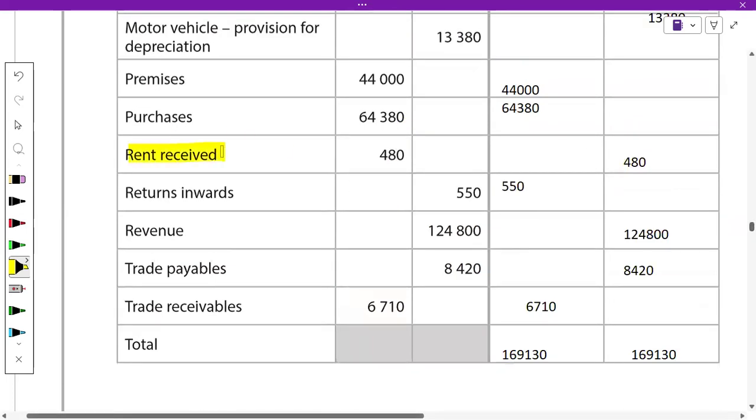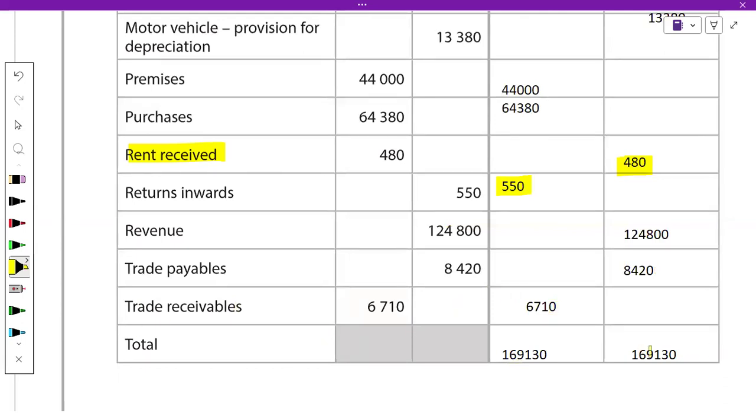And rent received. This is the income, so it should be on the credit side. Return inwards should be debit. Revenue should be credit. Trade payable is also a credit entry because this is the liability for us. Trade receivable is the asset.